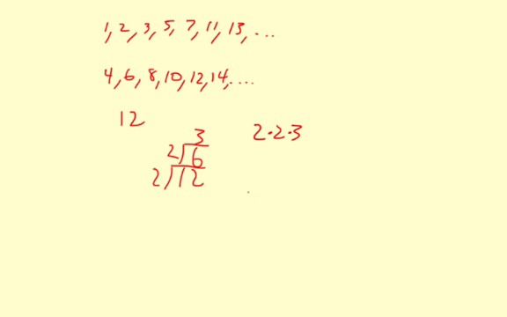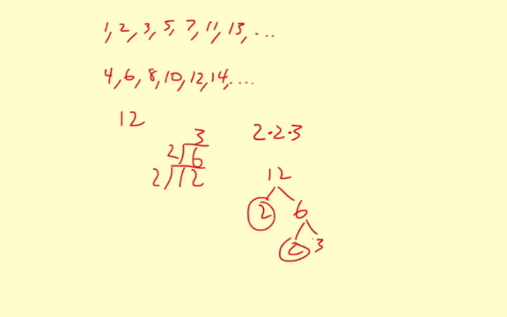There's another way to factor these. It's called a factor tree. So what you do is you break 12 up into factors. So for example, 2 goes here and 6 goes here because 2 times 6 is 12. And then 6 can be factored again to 2 and 3 because 2 times 3 makes 6.